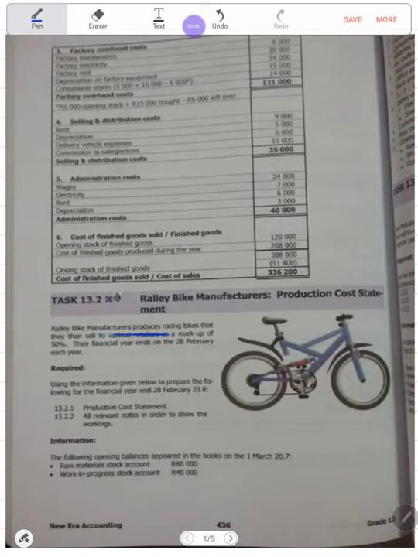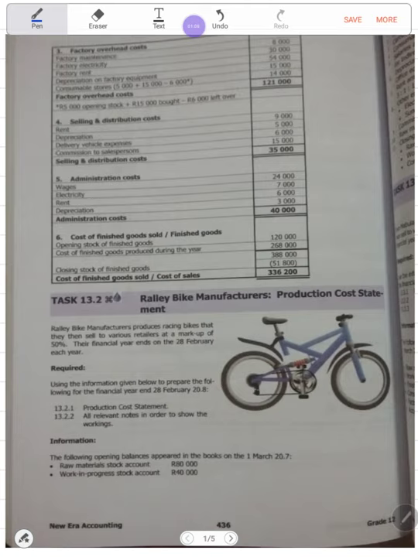Rally Bike manufacturers produces racing bikes that they then sell to various retailers at a markup of 50%. Remember, your markup is the profit that you're adding onto your cost price in order to get your selling price. And the financial year end is the 28th of February. Using the information given below, prepare the following for the financial year: the production cost statement and all relevant notes in order to show your workings.